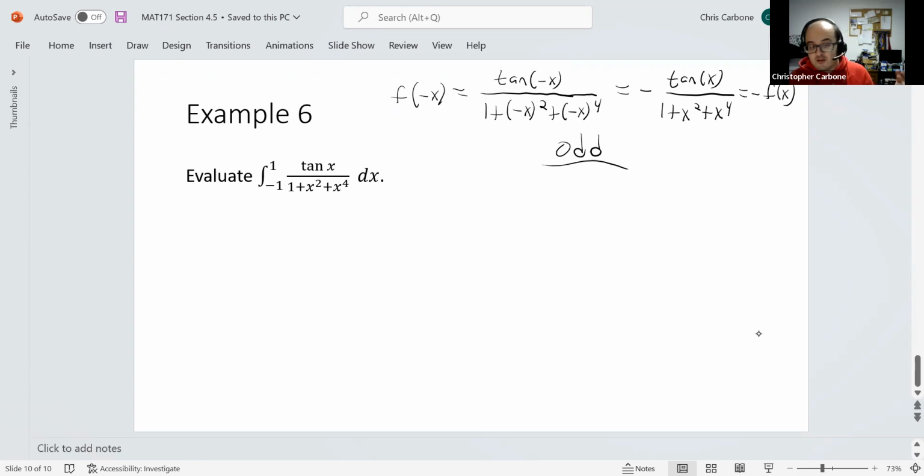And because of that, we could simply say then, without even having to go through the calculation, that this integral gives us a value of 0.